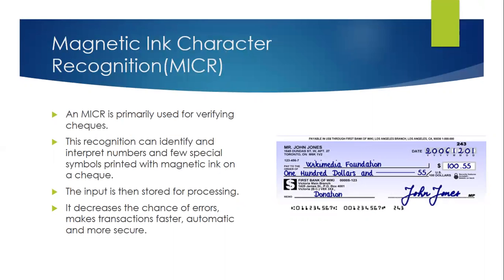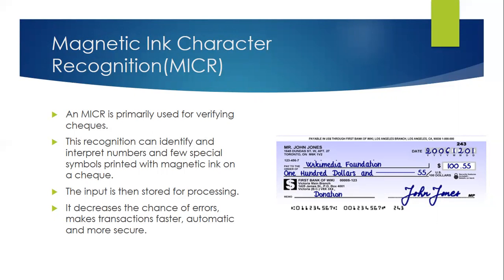Magnetic ink character recognition, or MICR. MICR is primarily used for verifying checks. It uses magnetic ink. The ink is checked by the MICR device for errors, and if the numbers are correct and in order, the chances of errors are greatly reduced.